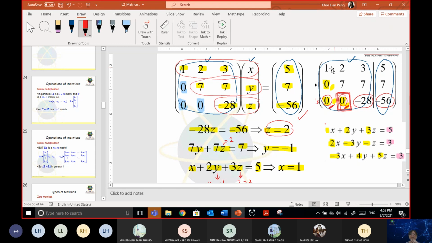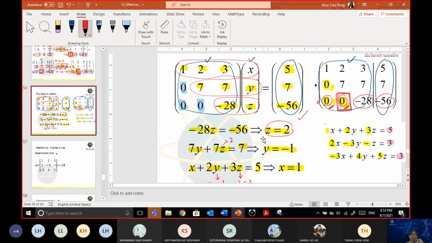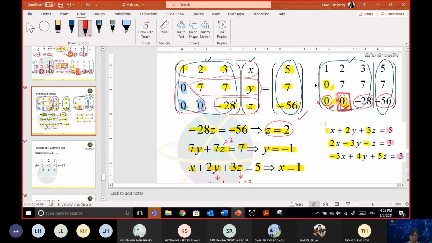Because the concept here is when we have 3 zeros, we will have an equation with one unknown, then equations of 2 unknowns and so on. Okay, for your information. So for the Gaussian elimination method, there is another way of doing it. Here we just make these 3 values 0.